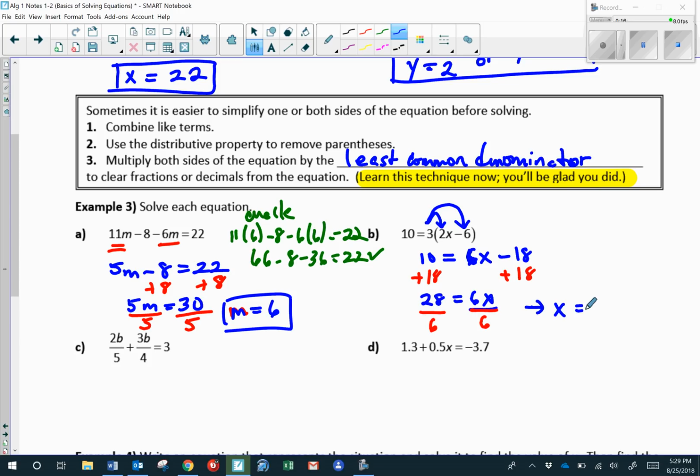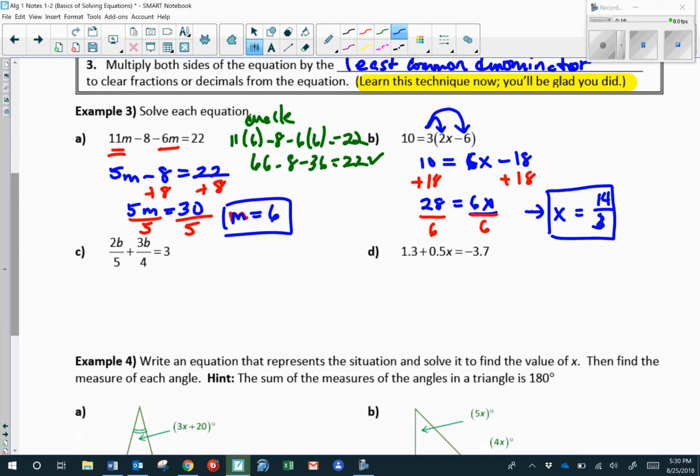Now remember, it's easier if we leave our answers in fraction form. So I'm going to leave that as an improper fraction and simply reduce the result. So the result is 28 over 6. 2 goes into both of those. So we can reduce that to 14/3. There's our solution. That can be checked as well. I'm going to forego checking that at this moment, just in the interest of time.